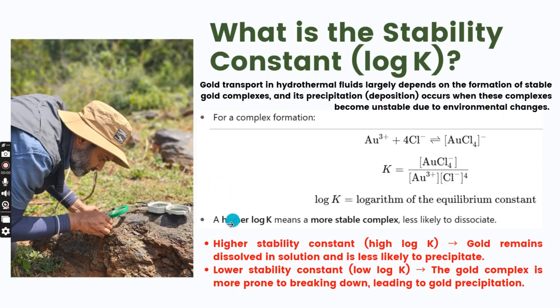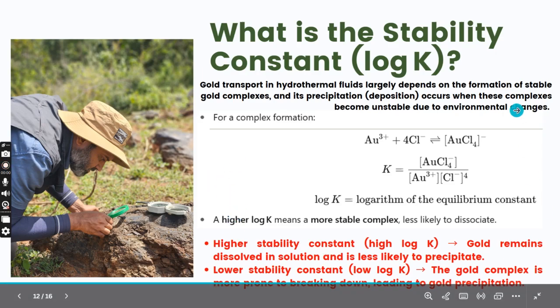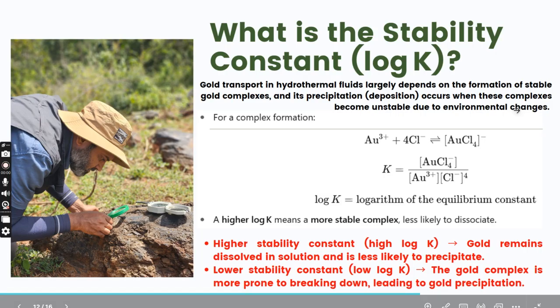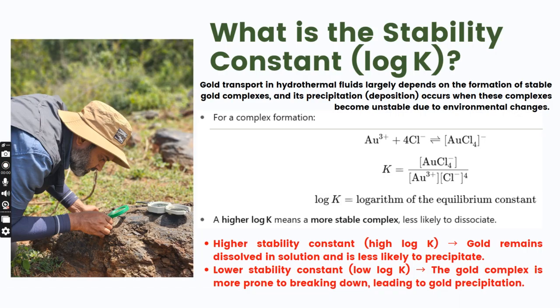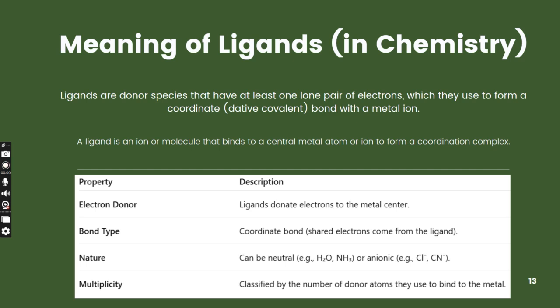So therefore, again I am repeating: the higher the stability constant, the more the gold remains dissolved in solution and is less likely to precipitate, whereas the lower the stability constant, the more the gold complex is prone to be broken down, leading to gold precipitation. So always that K value should be lower.